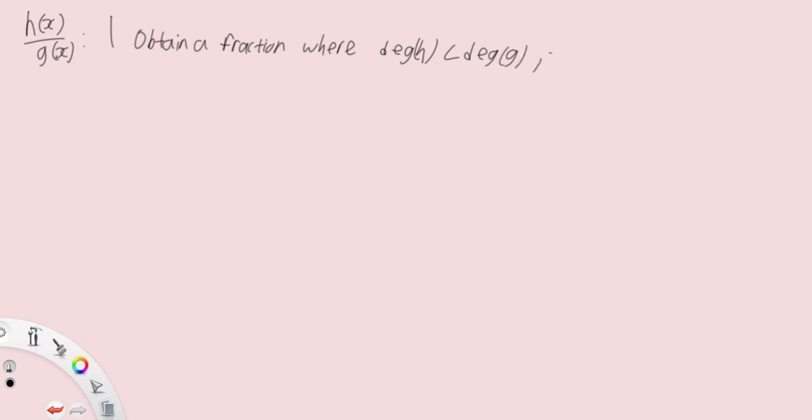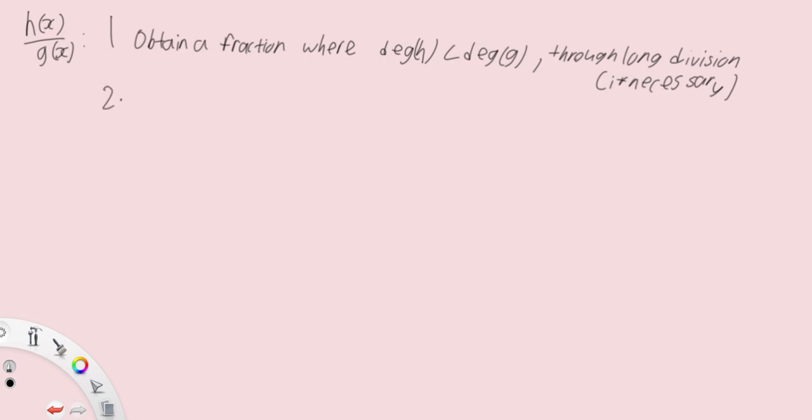Alright, so you have hx over gx, right? So the first step is to obtain a fraction where the degree of h is lower than the degree of g, through long division, if necessary. Okay, if necessary. If you see from the first example, the degree of the numerator is lower than the degree of the denominator.